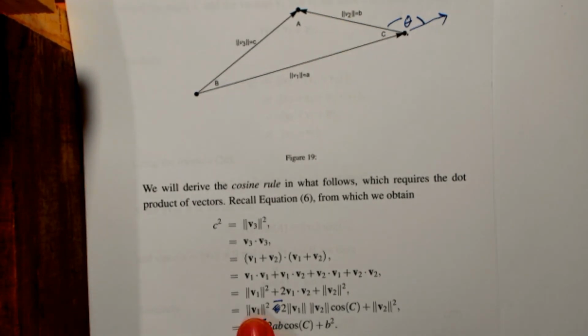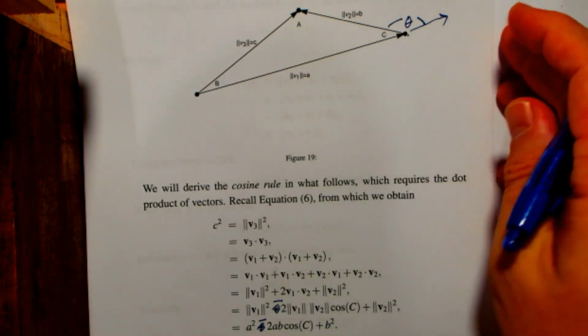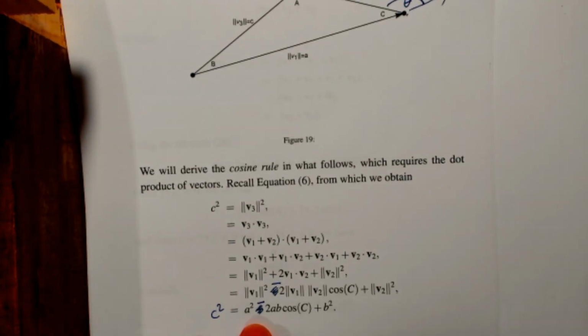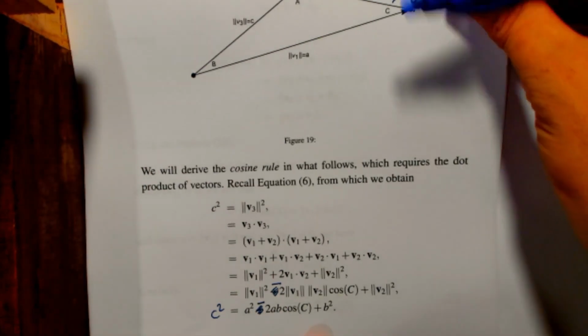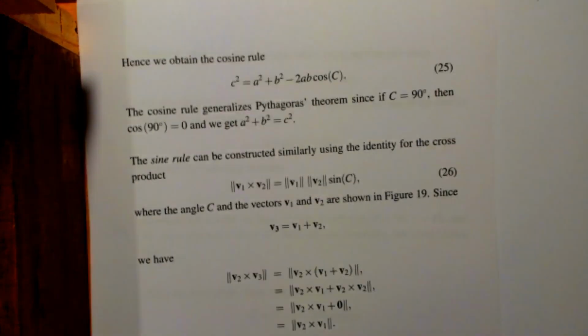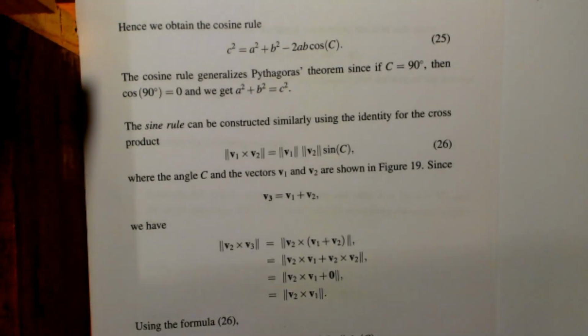the observation that the norm of V1 is A, so this is A squared, this is minus 2AB cos of C, and the norm of V2 is B, so that's B squared. Alright, so what we have then is this identity: C squared is equal to A squared plus B squared minus 2AB cos of C, which is our next equation, equation 25. And this is called the cosine rule.